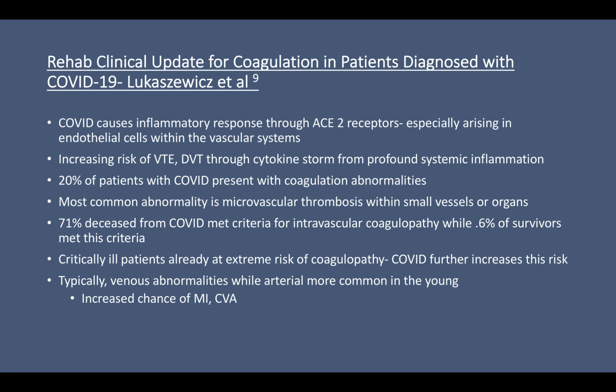So 20 percent of patients who are diagnosed with COVID are presenting with some sort of coagulation abnormalities. This is most common through microvascular thrombosis of small vessels or organs. This is where the vessels are getting to almost the capillary state where they are much smaller, with a much greater chance for clot, and a much greater chance for a hypoxic state at these tissues, as functional oxygen is not reaching them because of the inflammation at the specific vessel.